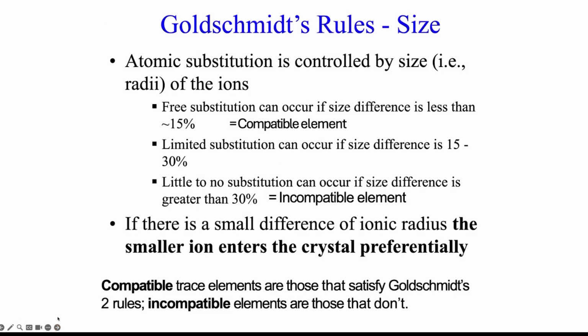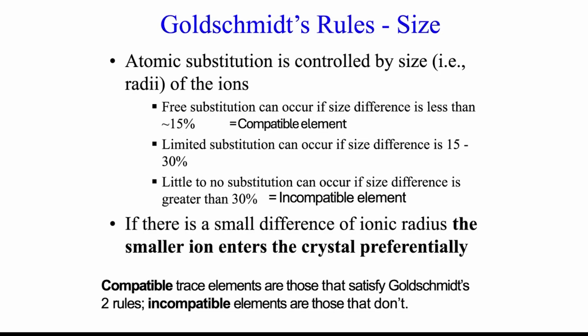And the other Goldschmidt rule is size. Atomic substitution is controlled by the size, the radii of the ions. Free substitution can happen if the size difference is less than 15%. We could call that a compatible element because that mineral wants that element. You can get limited substitution if the size difference is 15 to 30%. And there's really no substitution if it's greater than 30% size difference. And that's an incompatible element.